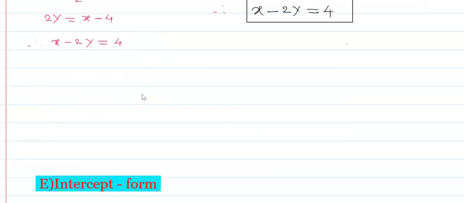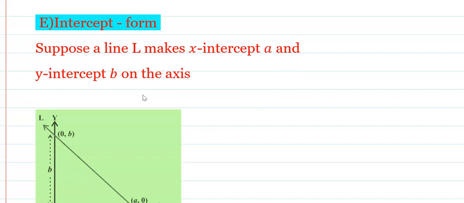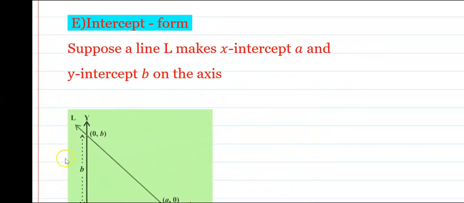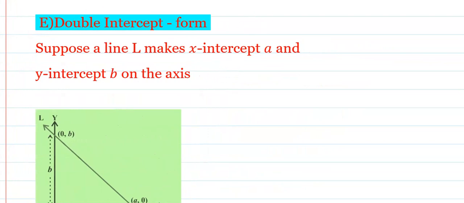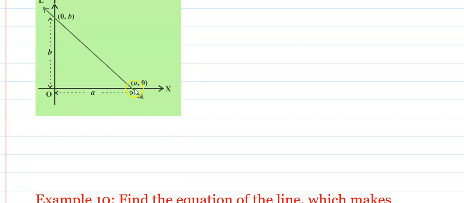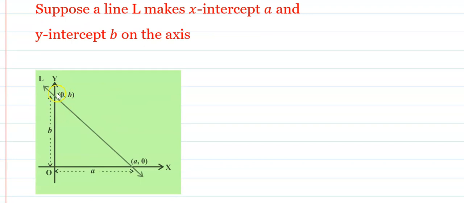Now the next type of equation is the double intercept form. Here the line L intersects the x-axis at the point (a, 0). Therefore, its x-intercept is a. The line L intersects the y-axis at (0, b). Therefore, its y-intercept is b.